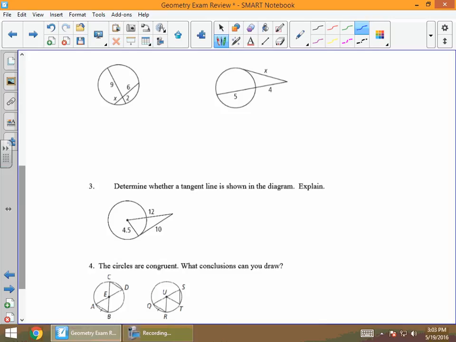There were a couple of theorems that we learned about, and if two chords intersect inside of a circle, it is the two pieces multiplied together. So this little piece here, which is 2, times its next piece, which is 9. So I can multiply the two pieces together of one chord, and it has to equal the two pieces of the other chord. So that would be x and 6. Well, 2 times 9 is 18, and x times 6 is 6x. Divide both sides by 6, and x is equal to 3.